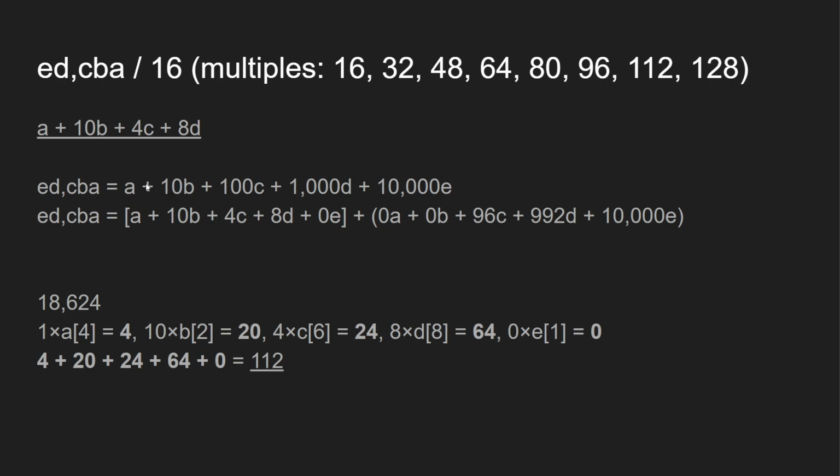We're going to take out the a and the 10b because obviously 16 cannot possibly be divisible by 10, because duh. 100c, we're going to take out 4 here because 96 is divisible by 16. For 1000d, we're going to take out 8 because 992 is divisible by 16. And for 10,000e, we're going to leave it. We're not going to mess with it because 10,000 is already divisible by 16. So, great. Here's an example.